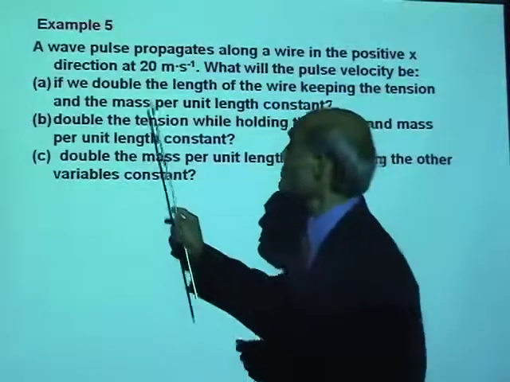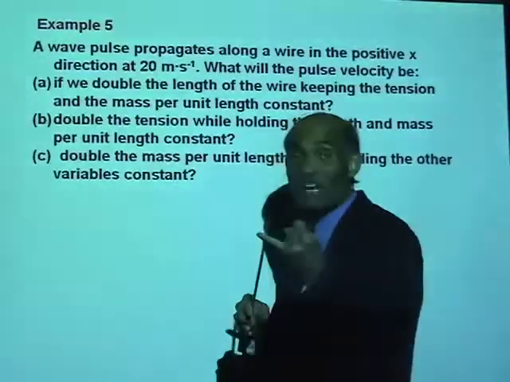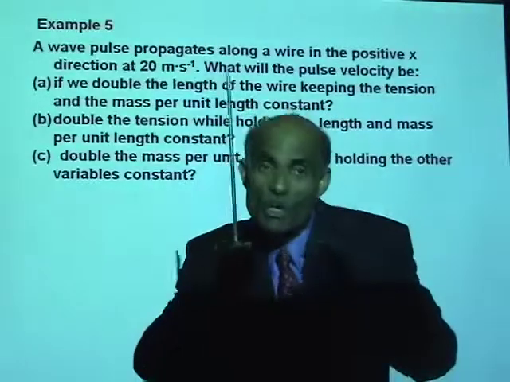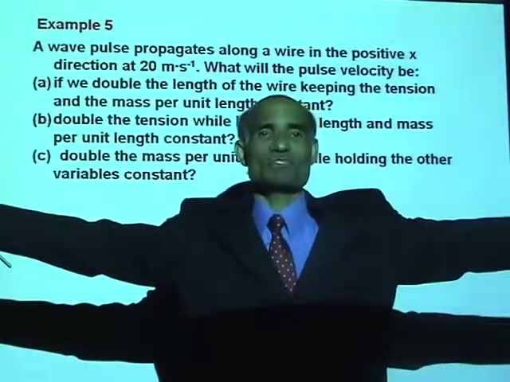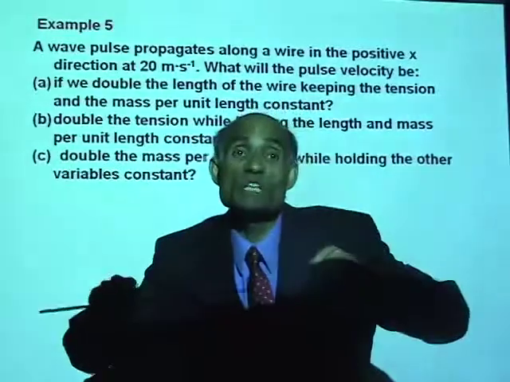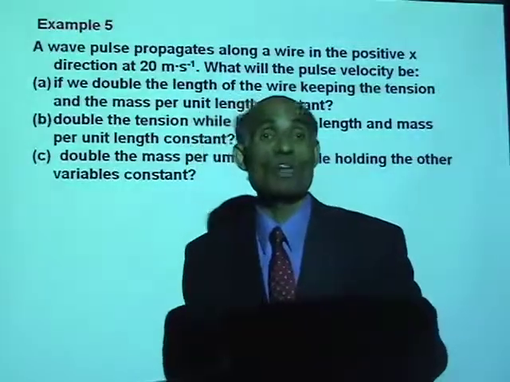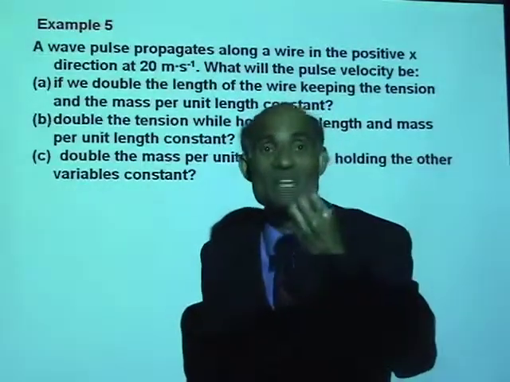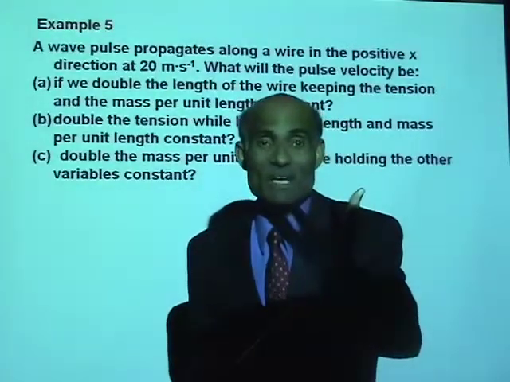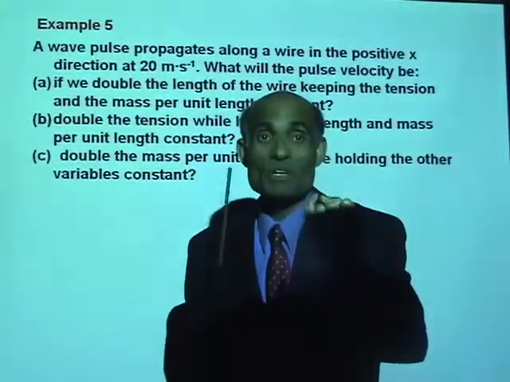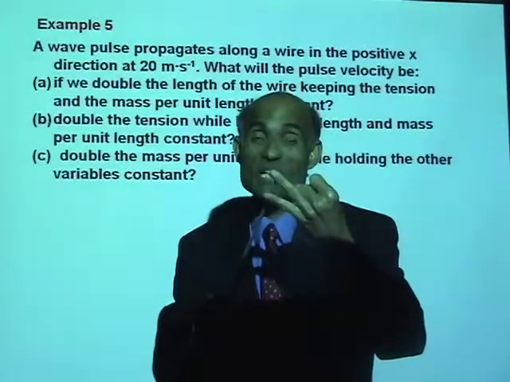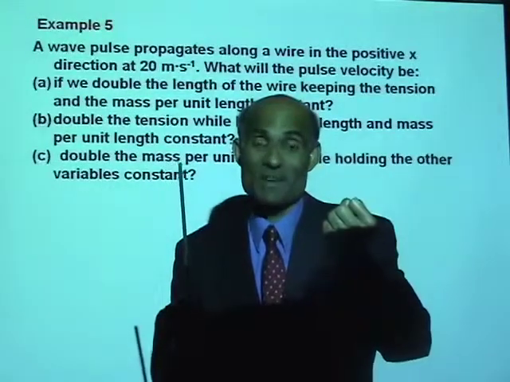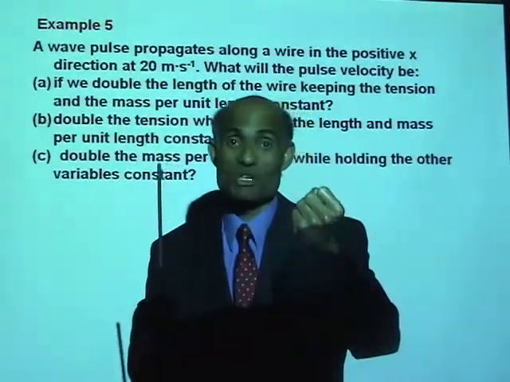Well, so we keep the tension and the mass per unit length a constant. We double the length of the string. What will happen to the speed or the velocity of the wave on that string? Can you tell me now? Just look at my face and tell me what's the answer. We keep the tension and the mass per unit length a constant. Well, I hope you gave me the answer.